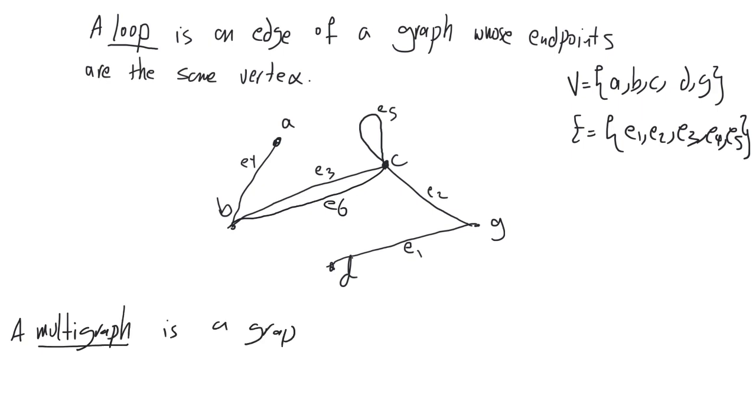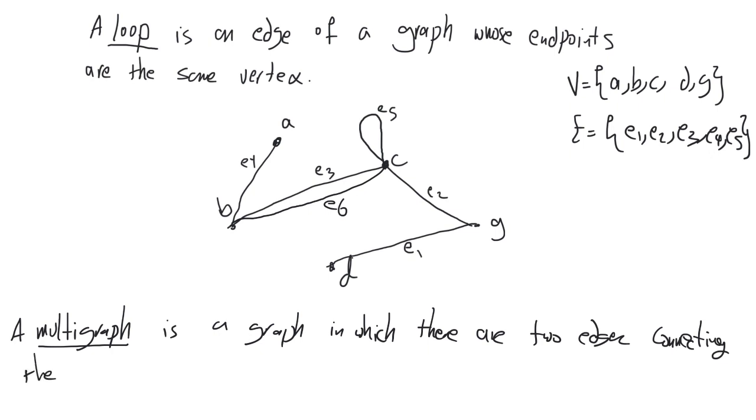is a graph in which there are two edges connecting the same endpoints. And for instance, if you have this loop, there can be another loop also. So these are called multigraphs.